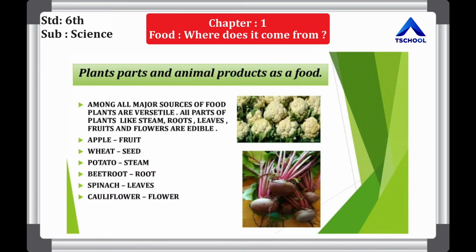Talking about plant parts as food. Among all the major sources, plants are versatile because as a food you can eat every part of a plant. There are a few examples here, like apple is a fruit part which you are eating, right? Wheat is a seed part, potato is a stem part, beetroot is a root part, spinach is a leaf part which you are eating, and cauliflower is a flower part.